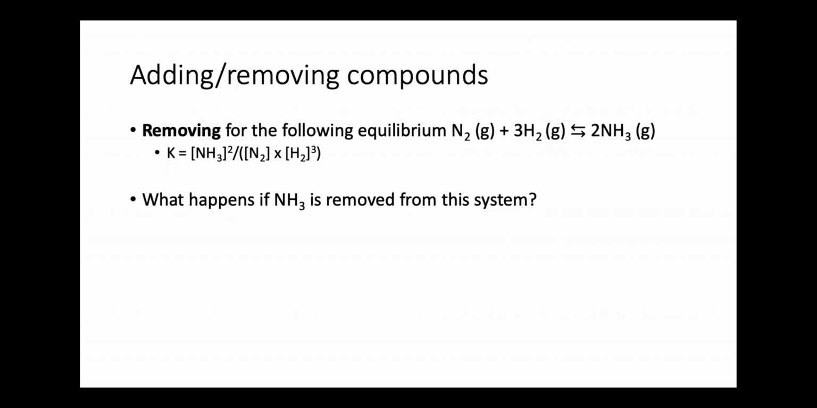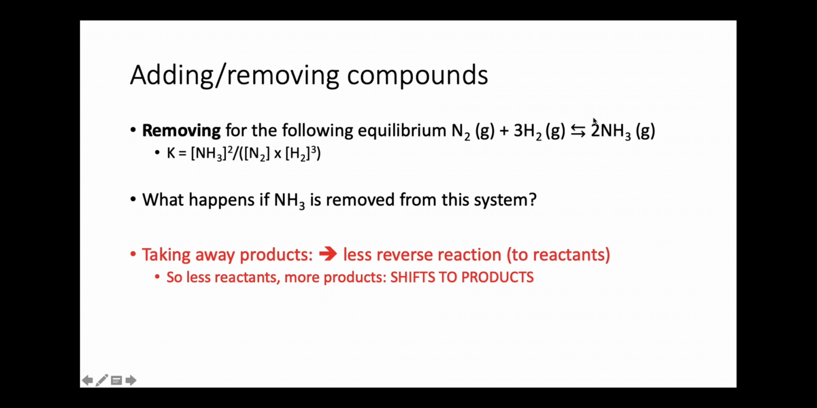The same system, N2, H2, becoming ammonia. What happens if I remove NH3? Let's think about it for a second. If I remove NH3, then my reverse reaction will be more difficult because there's less NH3. So, taking away products, I have less of my reverse reaction. So, I have less reaction to the left. So, the amount of reactants will decrease. So, less reverse reaction, more products.